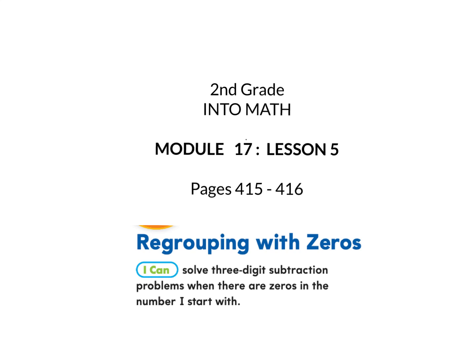This is Into Math for Second Grade, Module 17, Lesson 5. Regrouping with zeros. I can solve three-digit subtraction problems when there are zeros in the number I start with. We're going to start on page 415, so please gather your workbook and a pencil.